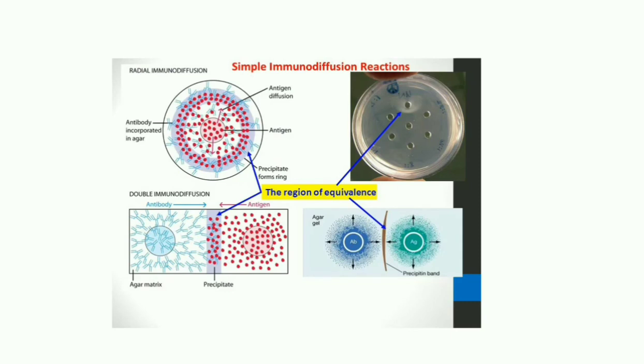We usually use this technique to detect different antigens. Just like in the case of detecting some different antigens, we will use this technique. And radial immunodiffusion is usually used in the case of influenza.